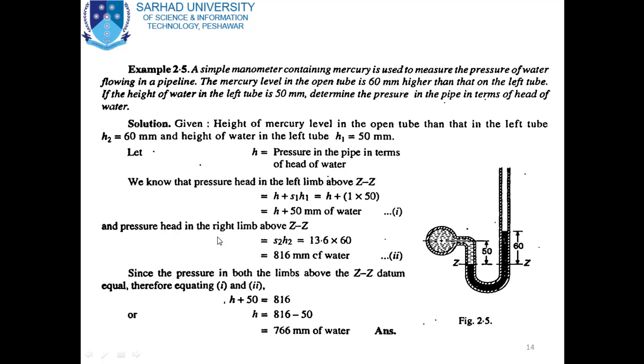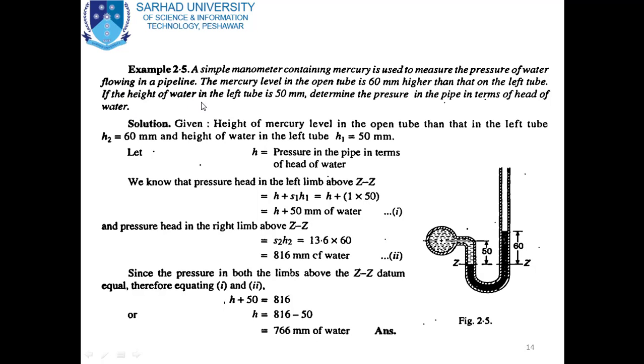We have example 2.5. A simple manometer containing mercury is used to measure the pressure of water flowing in a pipeline. We have a simple manometer and it is connected to a pipeline in which water is flowing. The mercury level in the open tube is 60 mm higher than that of the left limb.